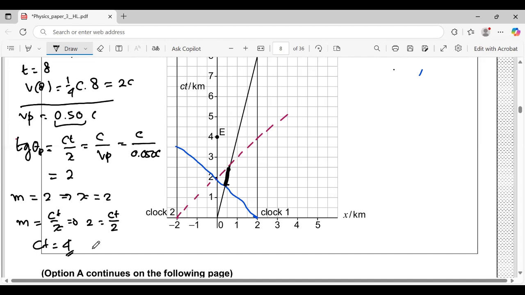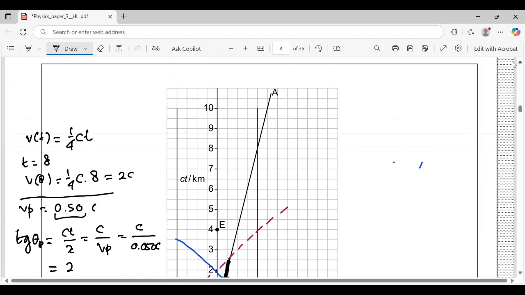If ct equals 4, we can determine ct equals 4 from this point. This is 2, and 4 from this coordinate point upwards is here. So the X point is here, and spaceship P goes through X here. Is that clear? Next question.